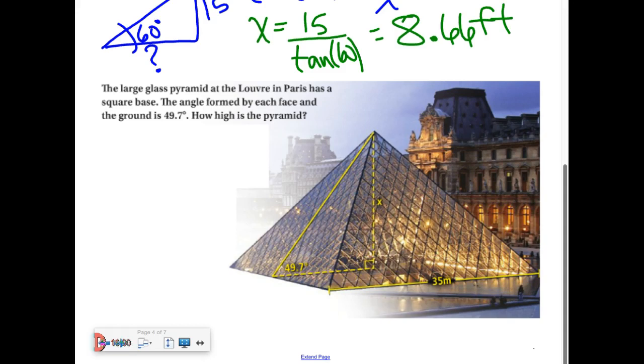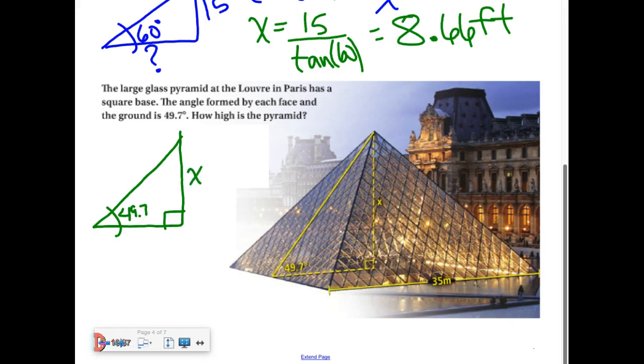All right, so some of you might have seen this. This is the large glass pyramid at the Louvre in Paris, and it has a square base there. And we're given the angle at the ground, which is 49.7, and we want to know how high that pyramid is. So if you're looking at your notes or at my slide here, we have a little triangle that's inside there. So I'm going to pull that little triangle out to the side here, and we see we're given this. This angle right here is 49.7. We're also given this, and we're really asking for the height, so we're asking for that x there.